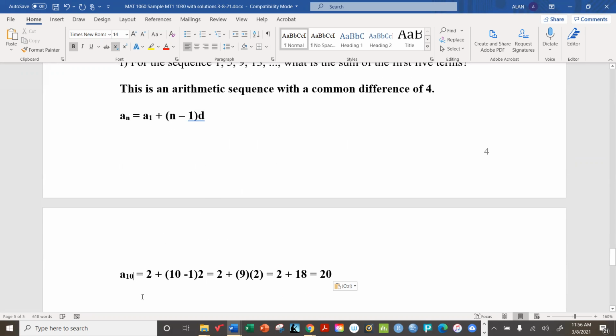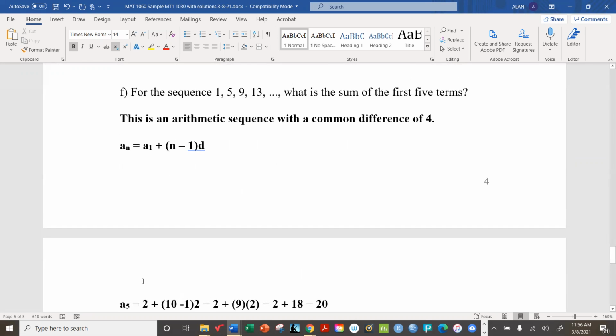So a5 in this case would be 1, since the first term is 1, plus 5 minus 1, and the common difference is 4. So we have 1 plus 4 times 4, which is 1 plus 16, equals 17.